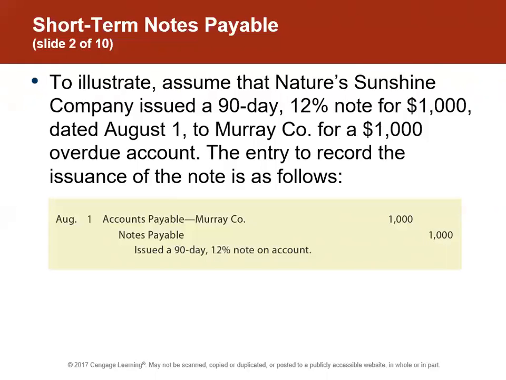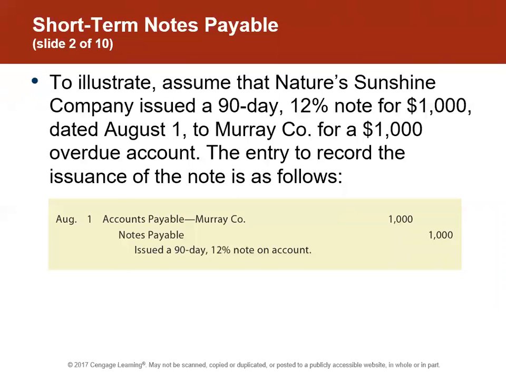For example, Nature Sunshine Company issued a 90-day 12% note for $1,000 dated August 1st to Murray Company for a $1,000 overdue account. So we're Nature Sunshine Company, and we issue a note to Murray Company saying, hey, we can't pay this accounts payable. We know it's overdue, but if you give us 90 days, we'll pay you the principal or face amount plus interest. So when we issue the note, in this case, we debit accounts payable because we're getting rid of the accounts payable, and we credit that liability account notes payable.